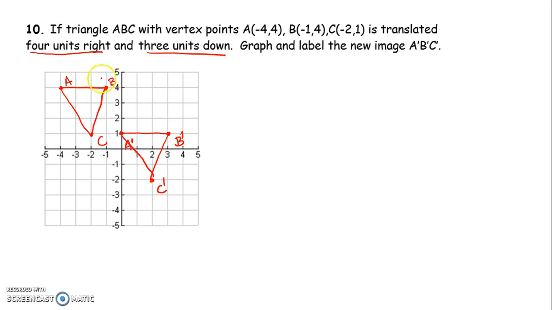Let's just see, 1, 2, 3, still 1, 2, 3. The height is 1, 2, 3 high. Let's just be sure, 1, 2, 3 high. Yeah, it looks pretty good to me.